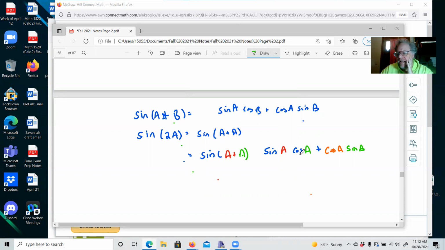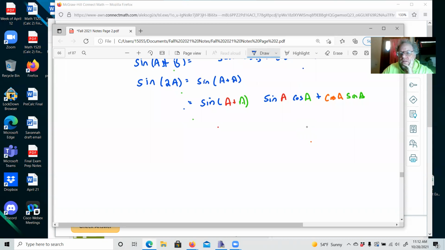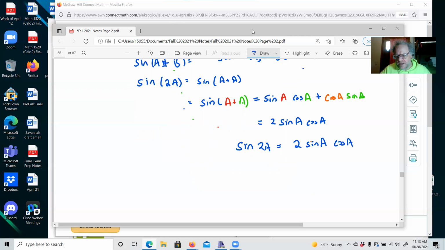But notice it's just sine A cosine A, cosine A sine A, right? They're really the same thing. So this is just equal to 2 sine A cosine A. All right, but that's our formula for sine of 2A is equal to 2 sine A cosine A.